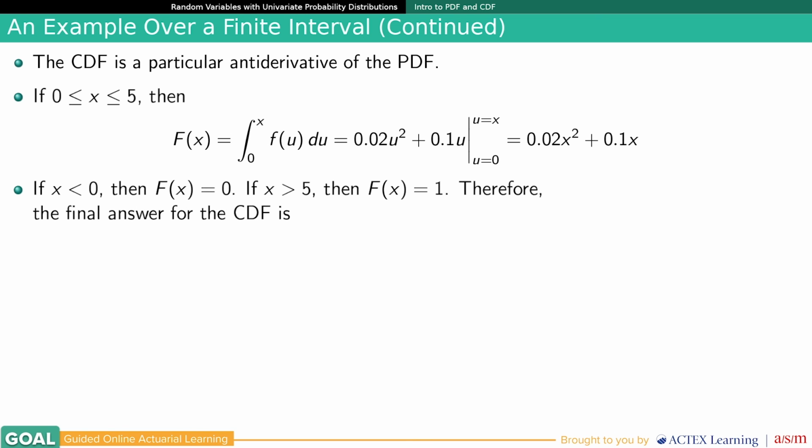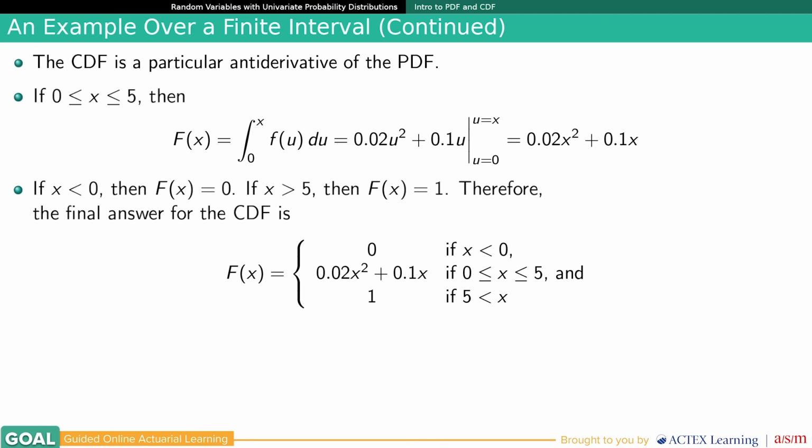Technically speaking, this is defined for all x. If x is less than 0, then capital F of x is equal to 0. And if x is bigger than 5, then capital F of x is equal to 1. Therefore, the final answer for the CDF as a piecewise function is this function that you see right here. And once again, we can use this to compute probabilities. Once again, the probability that x is between 4 and 4.2 is about 0.0528, here represented as a difference, capital F of 4.2 minus capital F of 4. And if you graph this function, you'll see the same graph that we saw in the second content slide.